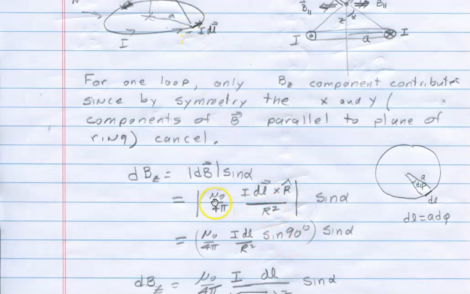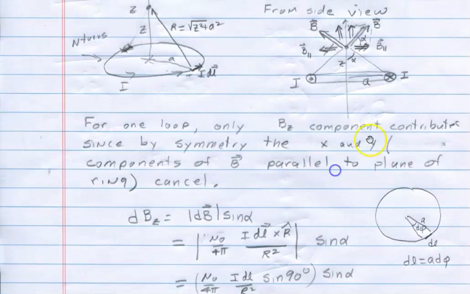One can take the magnitude of this cross product. There are some constants, but the magnitude of the first one is I dl. The magnitude of r hat is just 1, it's a unit vector, times the sine of the angle between the dl vector and r hat. Let's take a look at that.